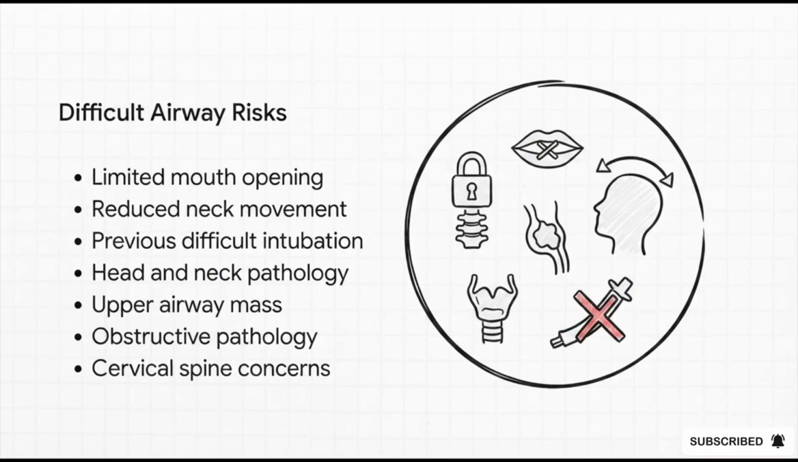So, when do we actually pull this critical safety net out? We're looking for clinical red flags, those specific scenarios where a difficult airway is highly anticipated. We're talking about things like severe limitations in mouth opening, restricted neck movement, or a well-documented history of a previous difficult intubation. It also applies to patients with head and neck pathology, upper airway masses, severe obstructive issues, or cervical spine concerns where moving the neck is just flat-out dangerous.